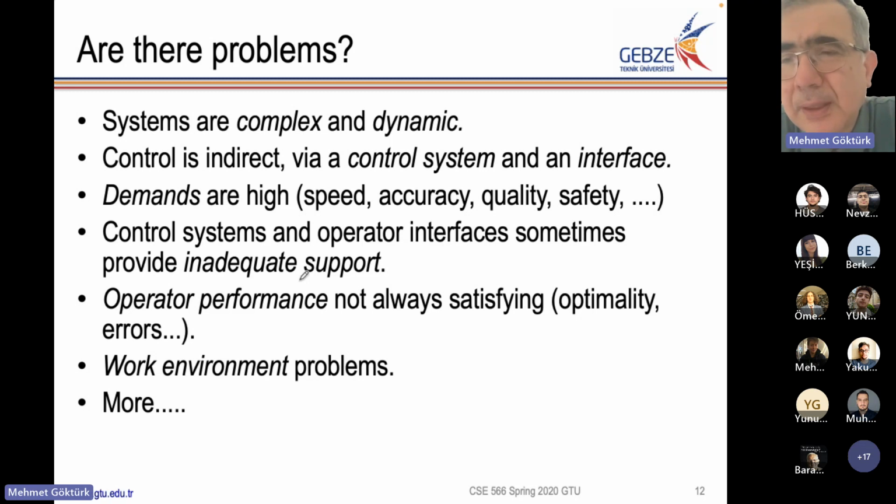Demand is high. There is a high demand of speed, accuracy, quality, safety. So it's not an easy, obvious task. And interfaces usually provide inadequate support, and operators are not always good. I am excluding the doctors and other professional jobs, but at the operator level, in the factories and mines, workers are working in shifts. Some of them work in the night, so they are not always the best people, and their performance is not always the best due to external factors. They are tired, they don't have sleep in the night, etc.